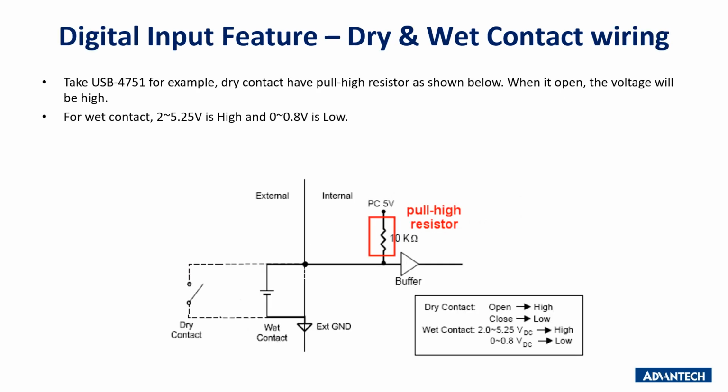Take one of the Advantech DAQ devices, the USB-4751, for example. This DAQ device can support dry contact and wet contact sensors. The high level for dry contact is open, and for wet contact is 2 to 5.25 volts. The low level for dry contact is close, and for wet contact is 0 to 0.8 volts.